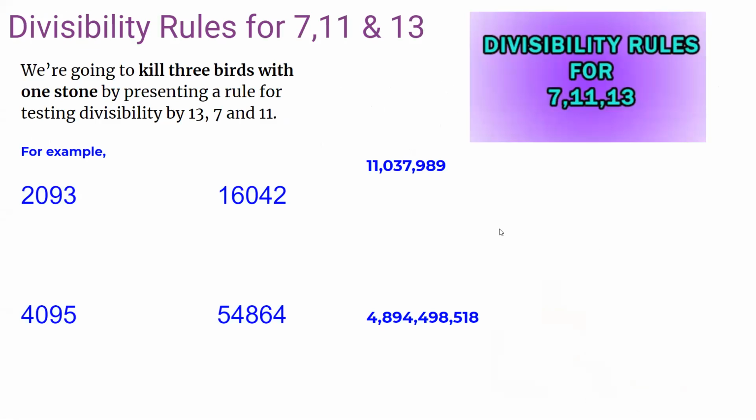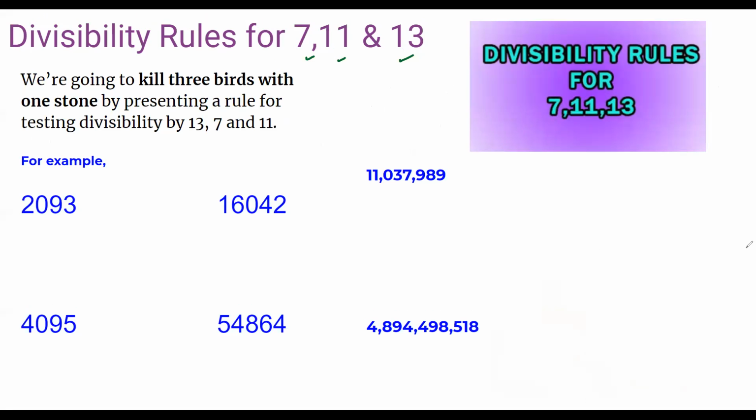Now, divisibility rules for 7, 11, and 13. You are going to club these and study them together. If you remember one rule, you can check the divisibility for all three prime numbers, 7, 11, and 13. Let's start with a smaller example.